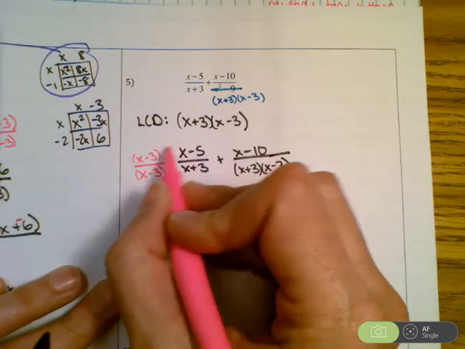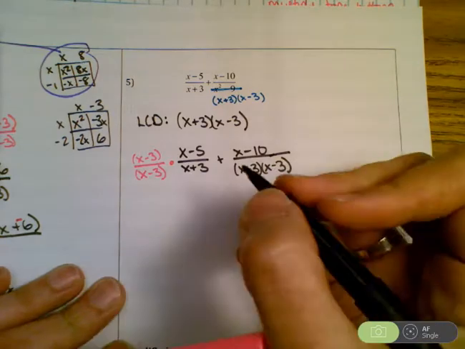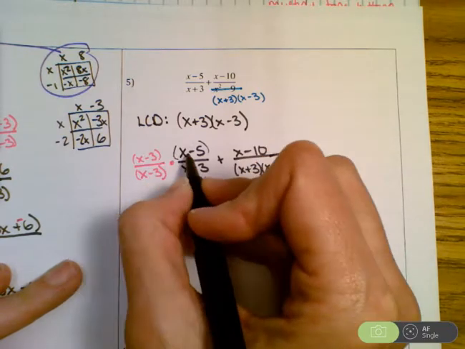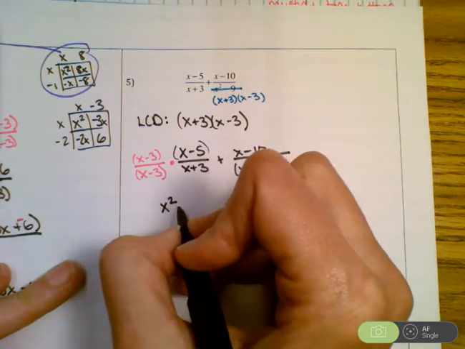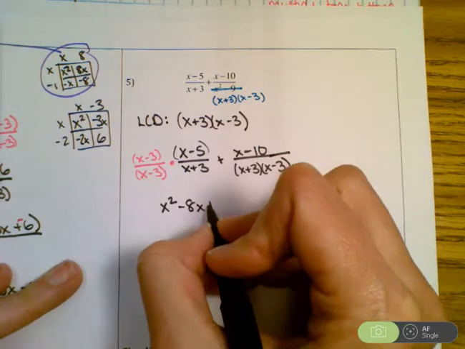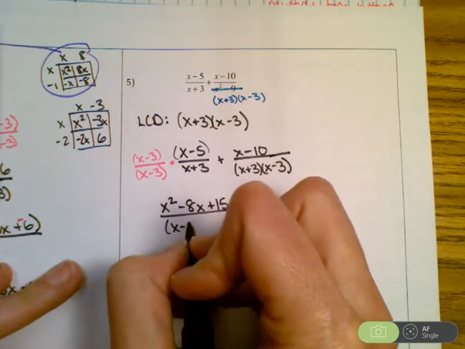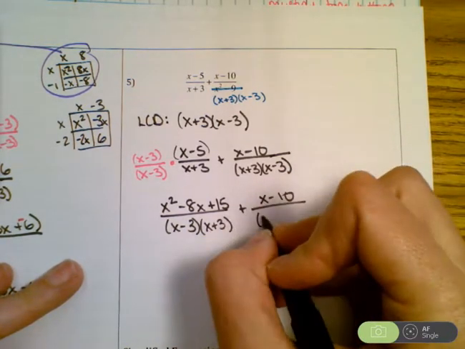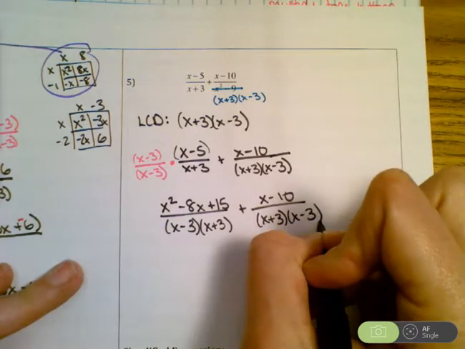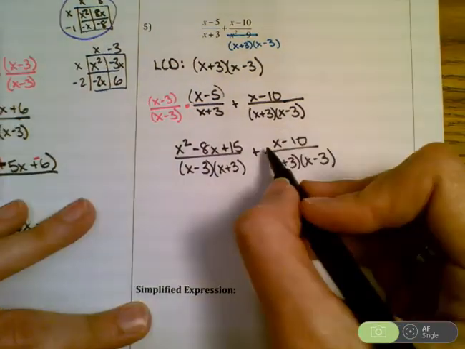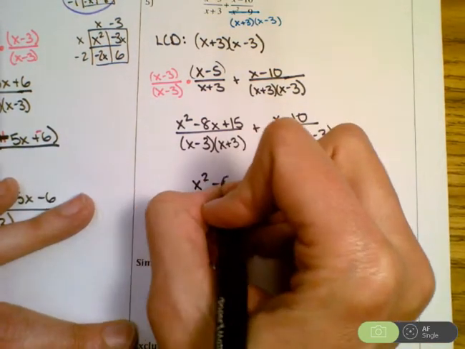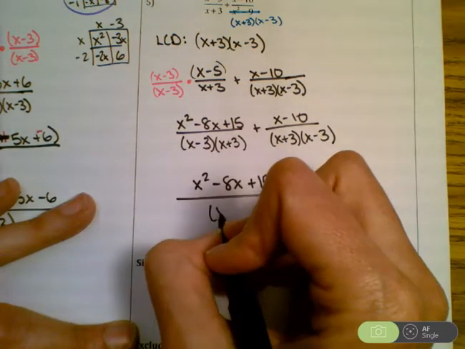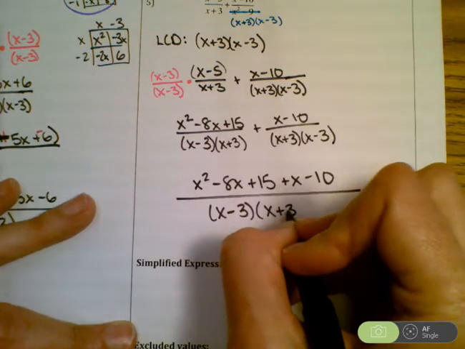Little box here. x times x is x squared. x times negative 5 is negative 5x. Negative 3 times x. Negative 5 plus negative 3 is negative 8x. Negative 3 times negative 5 is positive 15 over my LCD. I'm adding this time. That makes things easier. I don't have anything to distribute, so I just write it all out. x squared minus 8x plus 15 plus x minus 10 all over x minus 3 times x plus 3.